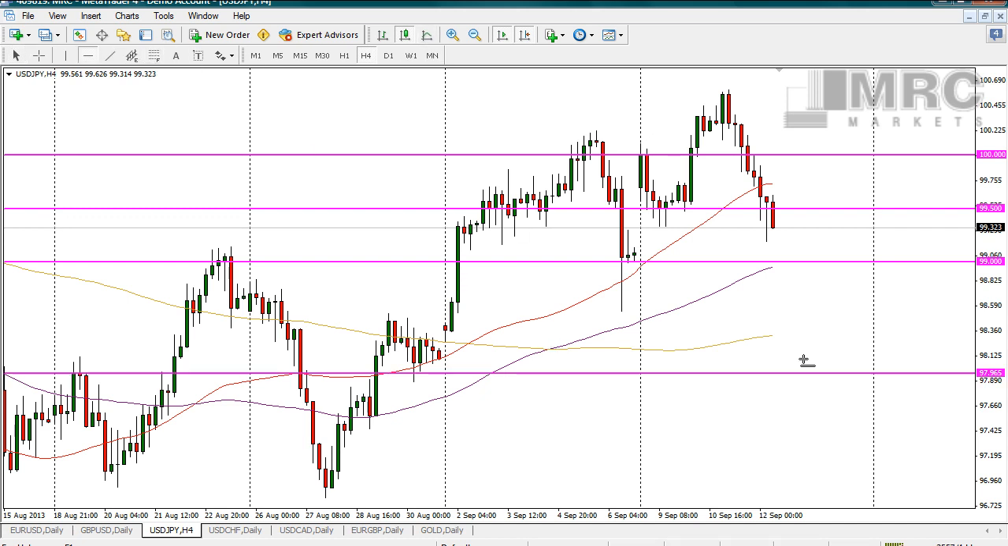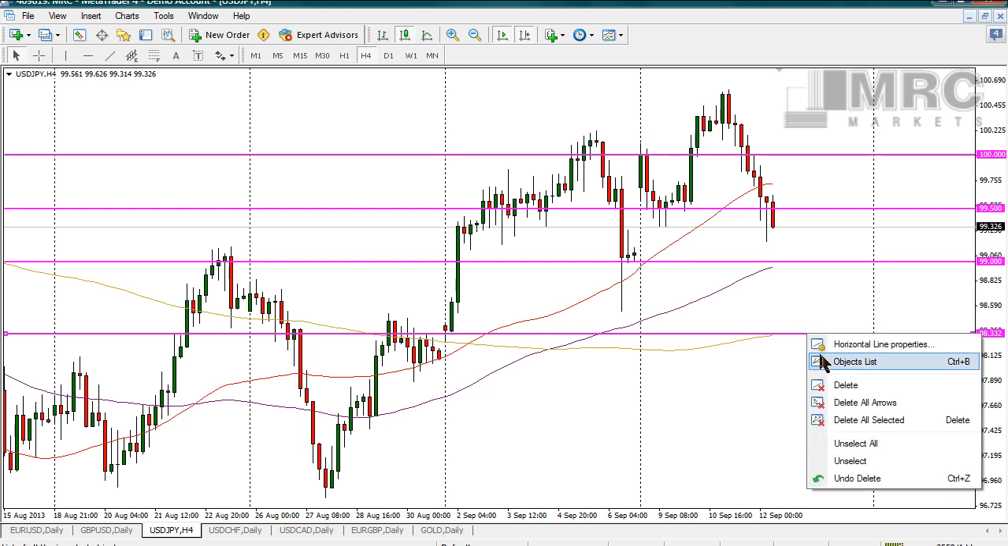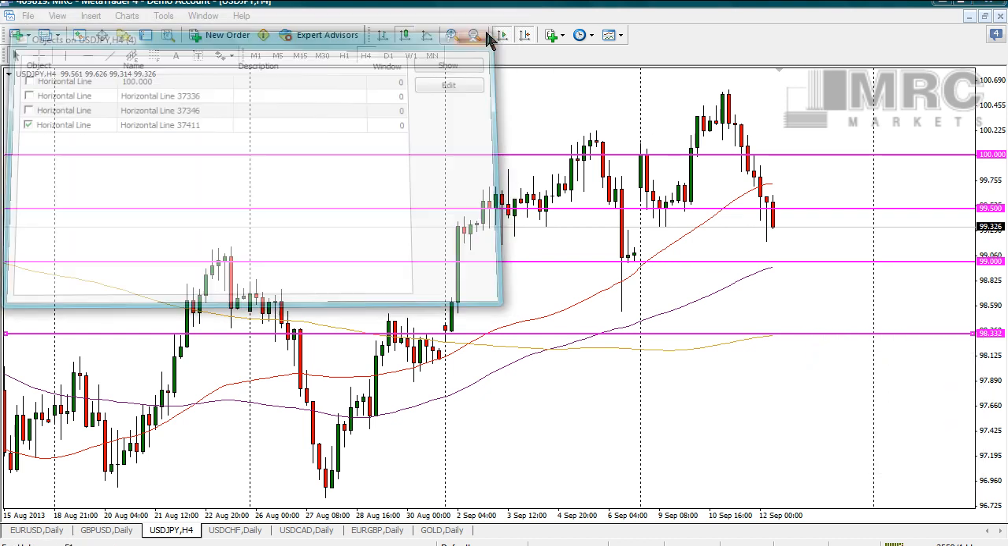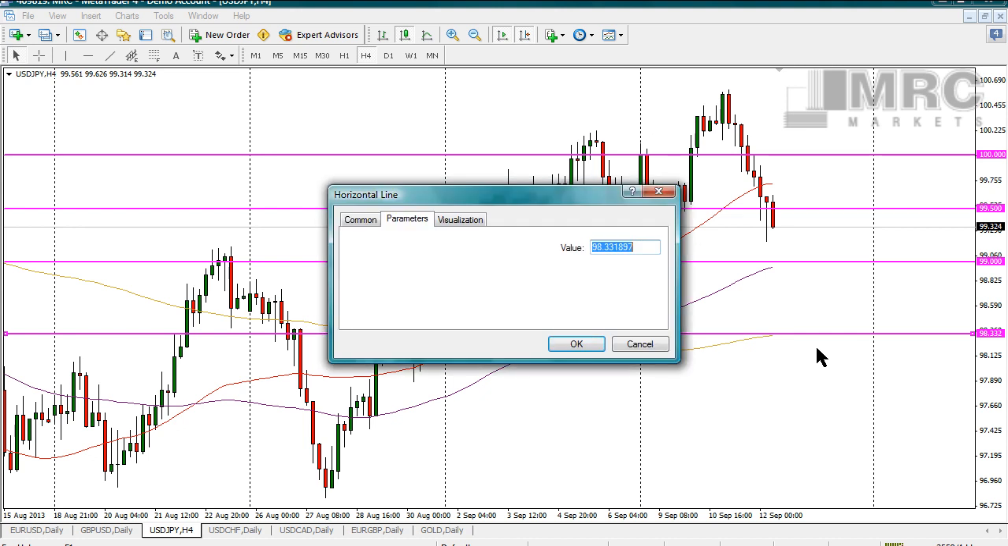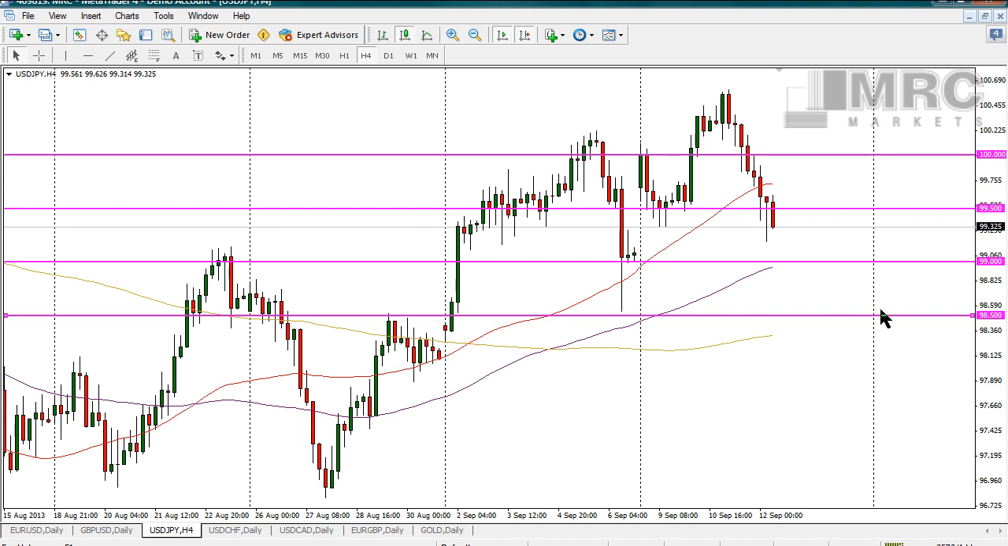Also, you can add 98.50s there. So in terms of dollar yen, I'd just be trading the 50 pip ranges here, and generally just trade the price action here on dollar yen. So yeah, quite an interesting chart.